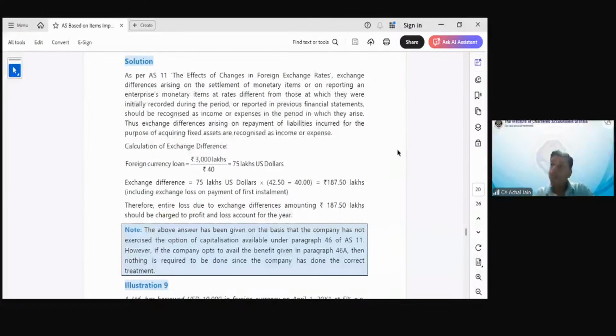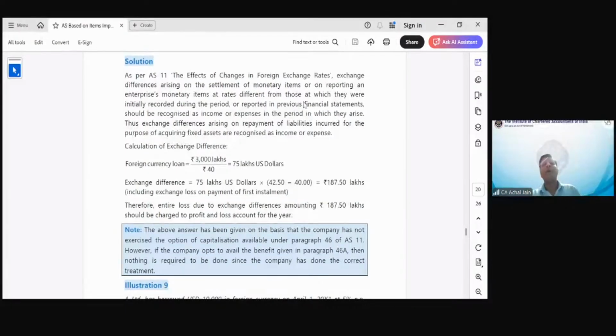Correct? Now, where do you take this impact? Can you tell me any exchange difference, whether that's a gain or loss? Where do you take it? That goes to P&L, as we discussed.